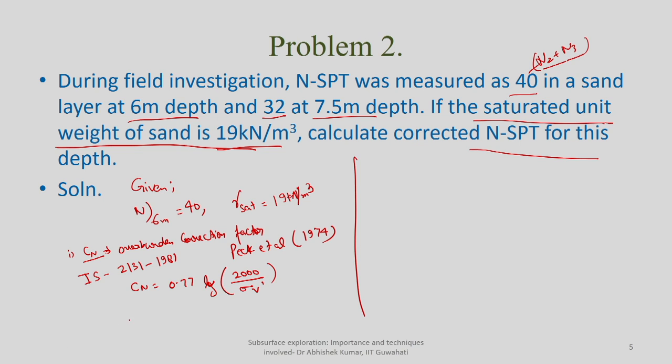So, in order to use this, first of all determine how much will be the value of sigma b prime at 6 meter depth. So, it will be corresponding to 19, the saturated unit weight, minus 9.81, the unit weight of water, then multiply by 6. So, that will give you the value of effective overburden pressure. So, that comes out to be 55.14 kN per meter square. Okay, once you know this value, put this value in equation number 1.